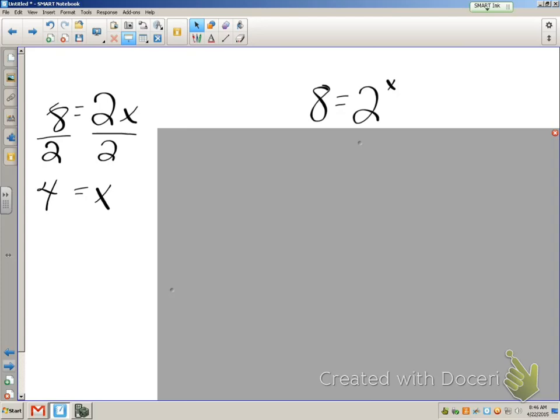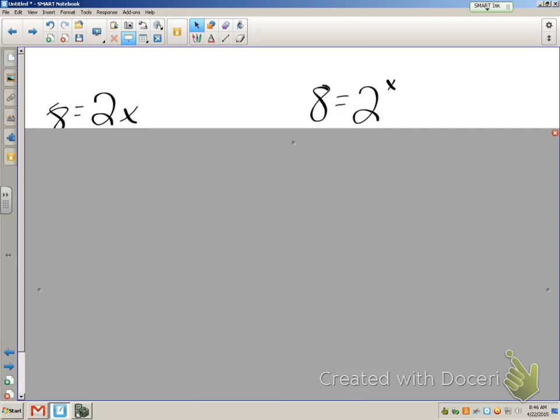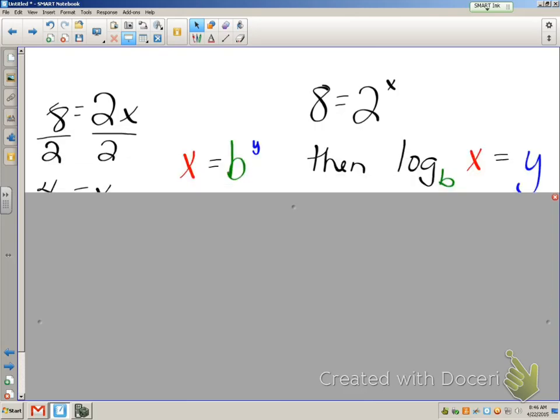Let's try another one. You can just kind of ignore my little chicken scratch over here on the side. But we have 8 equals 2 raised to the x power. Once again, x equals b raised to the y. Now that gets a little bit confusing because up here it's an x and here it's a y. But don't pay attention to the letters, just look at the place of where things are. So in place of my x is 8. So over here in place of my x, I want to put 8.